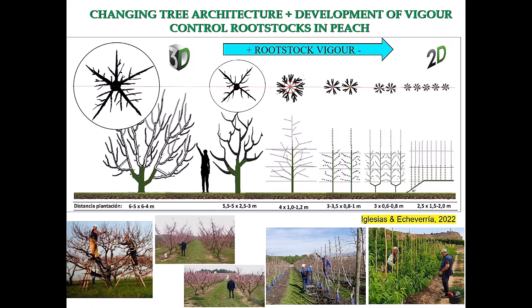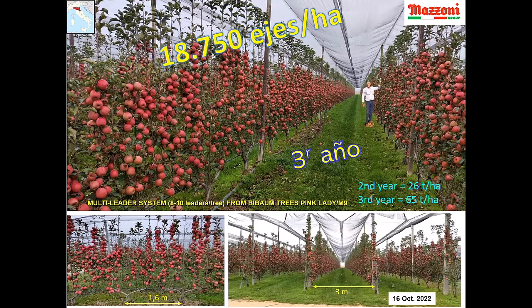Of course, we are in this part. In apple, we are a bit further along. For example, this is an apple orchard in the third year. We have 65 tons per hectare. This is in Italy with a multi-leader system. It's spectacular, the quality and the high output in these orchards.